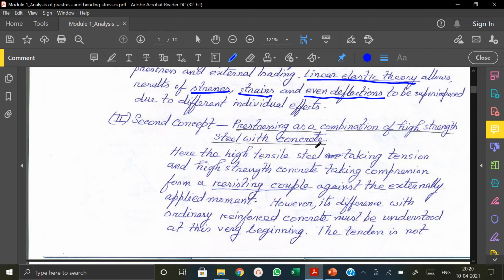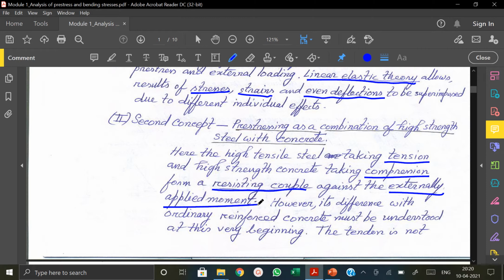Here, the high tensile steel taking tension and high strength concrete taking compression form a resisting couple, because these two forces, the high tensile force and high compressive force, form a resisting couple against the externally applied load. You can assume that. That is, in order to resist the externally applied load, this tension in steel and this compression in high strength concrete will act against the externally applied load.